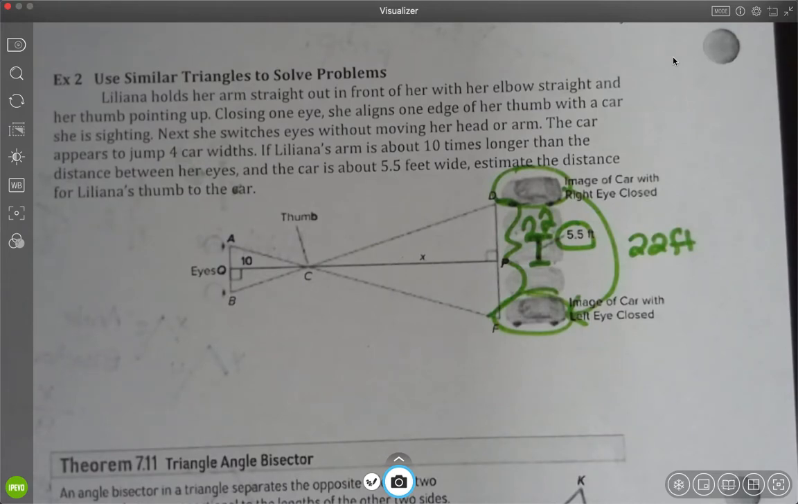Her eyeballs are 10 apart. Her thumb, you said 3. You said 3 inches. Yeah, but it's a 1 to 10 ratio. Okay, so if her eyeball, like the distance here is 1, the distance here is 10. If the distance here is 3, the distance here is 30. Does that make sense? It's a 1 to 10 ratio.